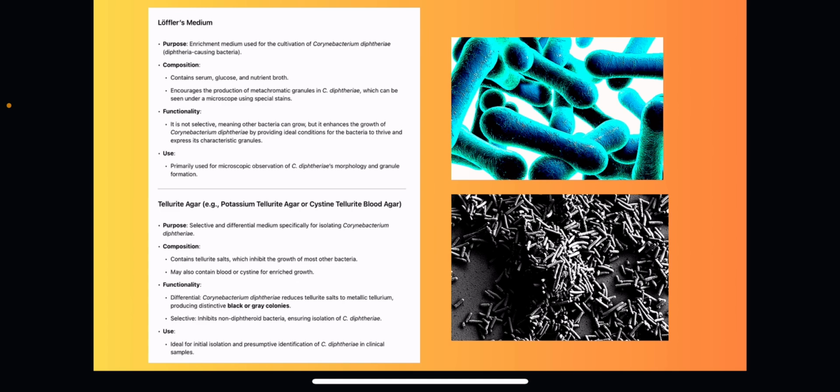It's a very important medium because it isolates this bacteria. It selectively and differentially isolates this Corynebacterium diphtheria by allowing it to grow selectively. It contains tellurite salts, which inhibit the growth of most other bacteria, and it may contain blood or cysteine for enriched growth. What happens is that C. diff reduces the tellurite salts to a metallic tellurium, producing distinctive black or gray colonies. So these colonies are going to be very shiny black or gray, like a starry sky, like a black sky.